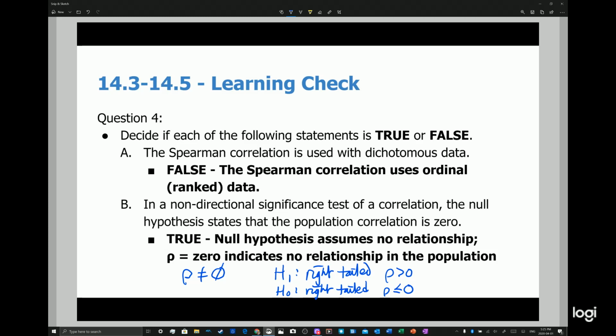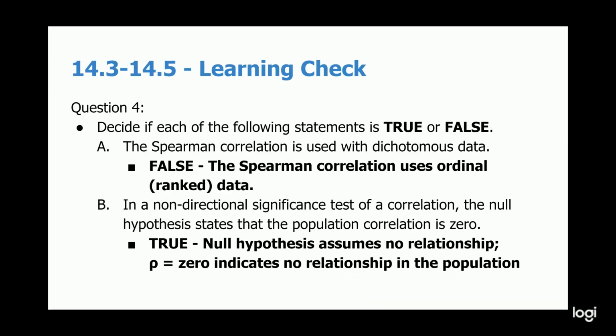And if it's a left-tailed test, again, looking for the negative correlation, then rho is less than 0, and then the null hypothesis here would be greater than or equal to 0. Okay. So that's it. Whew.